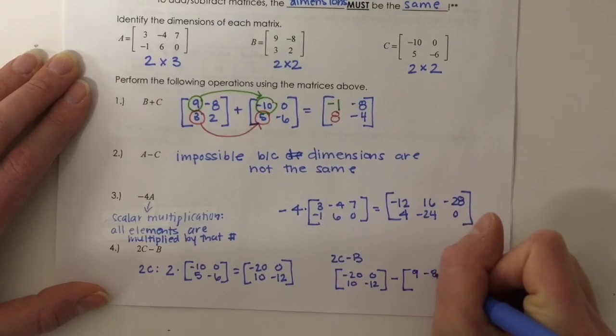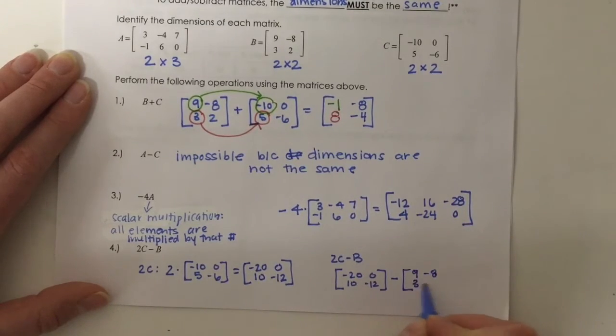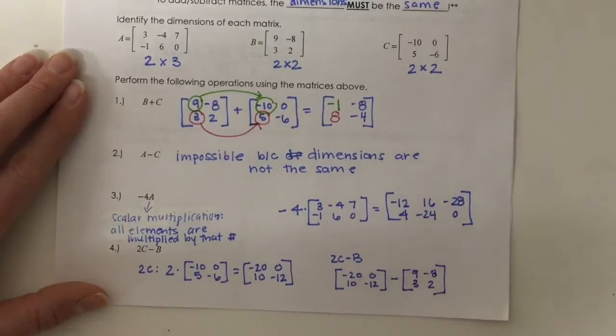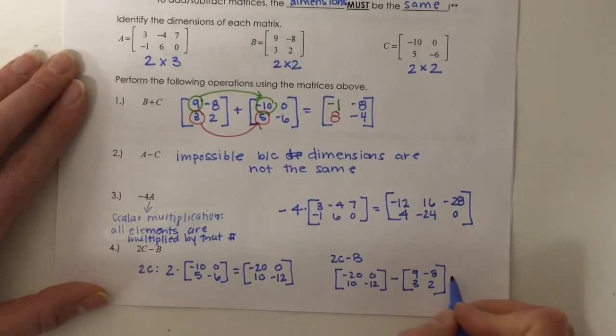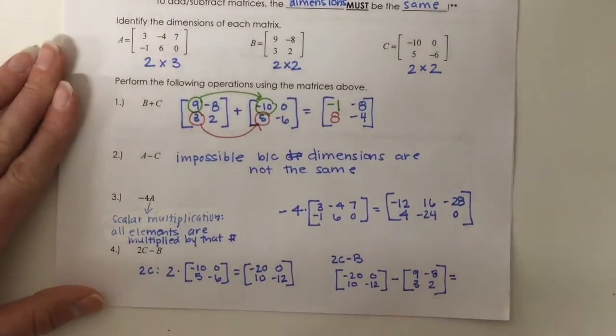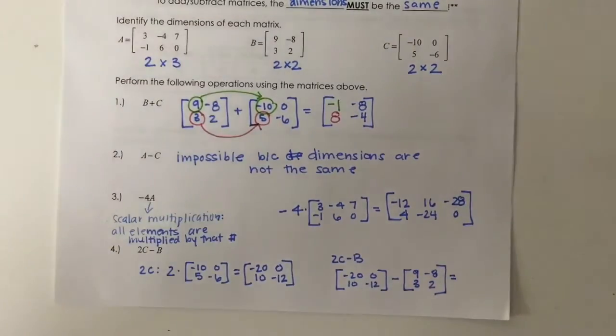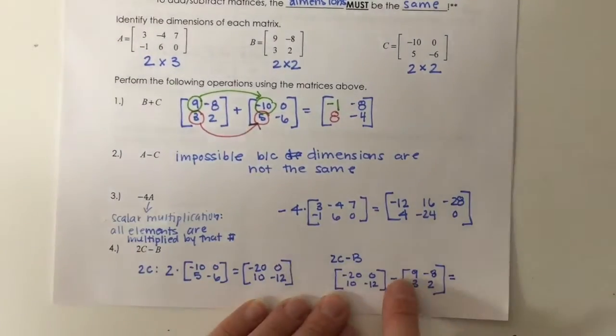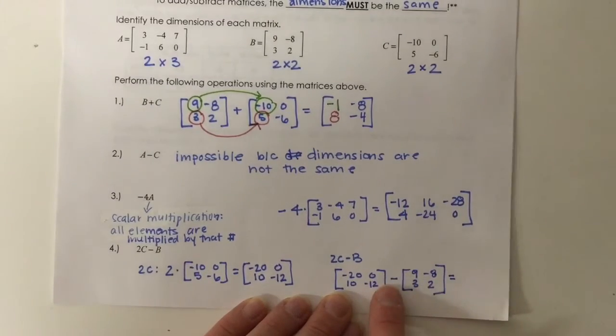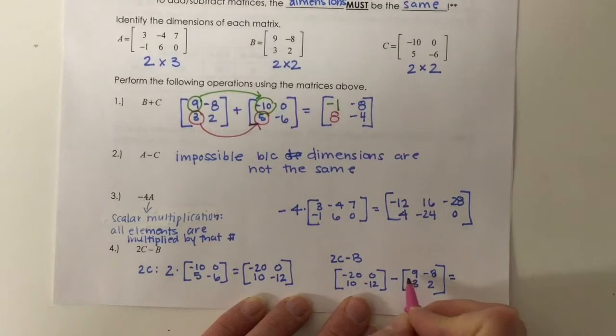9, -8, 3, 2. So since they are the same size, we can perform this operation. You can do this two ways. You can either do -20 minus 9 and tell me the answer, or I would actually suggest, since we're doing minus this matrix, that it's really the same thing as distributing a -1 to this entire matrix. So I would recommend distributing the -1 to begin with.